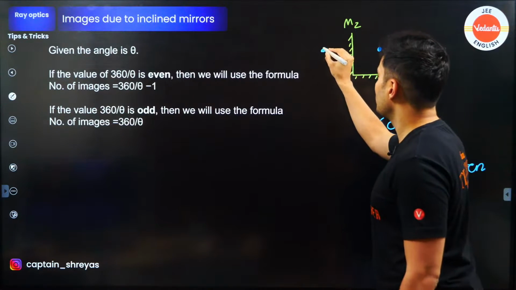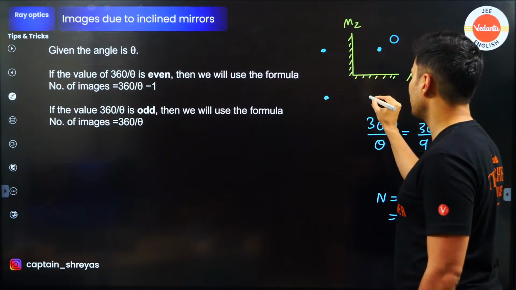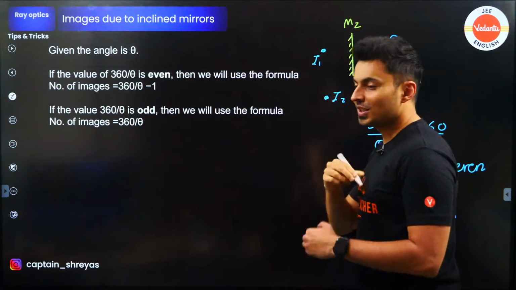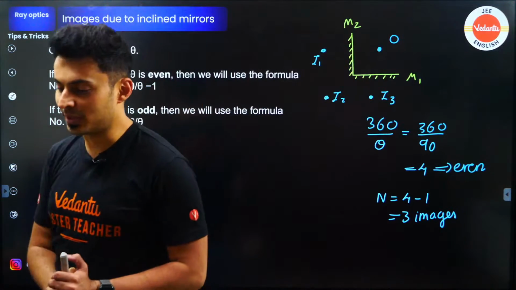So actually one image is formed here, another image is formed here, another image is formed here. So I3, I2 and I1. So this is how you are going to go about it.